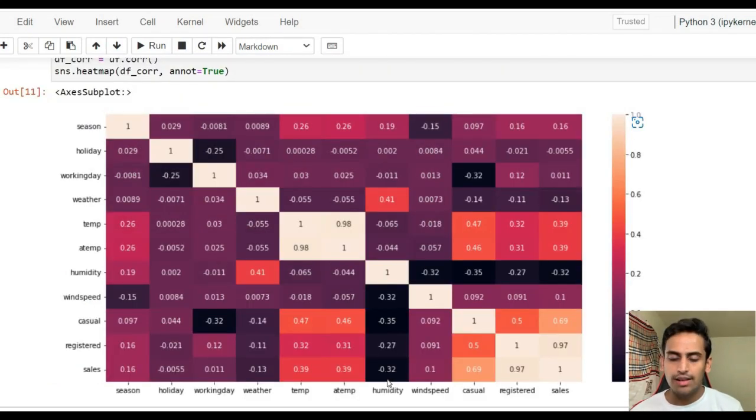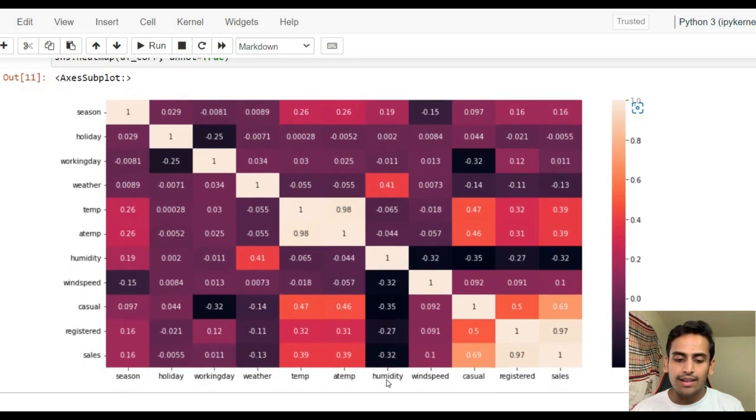Let's look out for another relationship between sales and humidity, which is minus 0.32. Since it's a negative value, it means there is an inverse relationship between sales and humidity. What does it mean is that when humidity is increasing, my sales are decreasing, or when my humidity is decreasing, my sales are increasing. So there is some kind of a negative relationship or an inverse relationship.